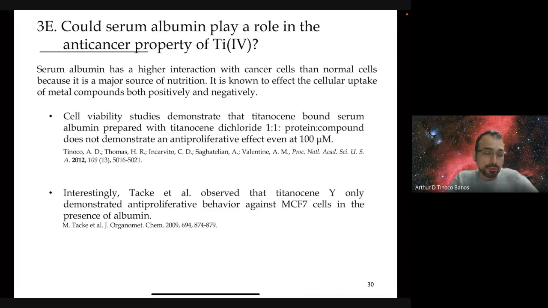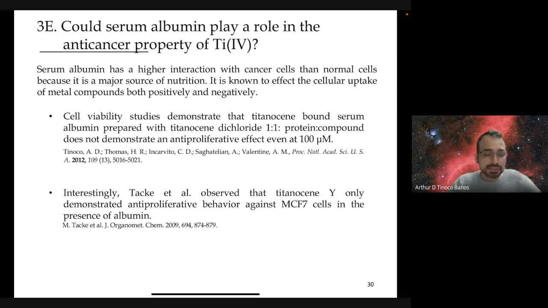But what about the protein serum albumin? Remember, serum albumin plays a significant role in the delivery of certain essential metals. And as we saw in the case of cisplatin, it can play a role in binding platinum and potentially enabling it to be transported into cells. This is a very interesting suggestion because albumin has a higher interaction with cancer cells than normal cells, given that it is a major source of nutrition. Cancer cells have a higher metabolic requirement, and so that lines up with meeting that metabolic requirement.